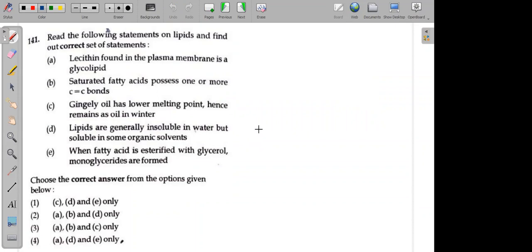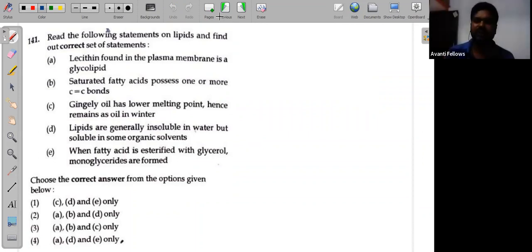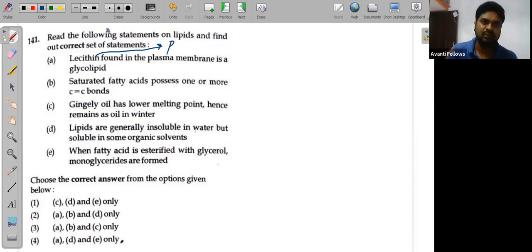Next question. Read the following statement on lipid and find the correct set of statements. Okay. So here you want to read all the statements. यहाँ पर हमें सारे statement को read करना है, and then इसके जो correct statement है वो हमें find out करना है. ठीक है. So lecithin found in the plasma membrane is a glycolipid. Okay, so actually lecithin is a phospholipid. So please remember this thing: phospholipid, not a glycolipid. Okay, that's why this statement is the wrong statement.